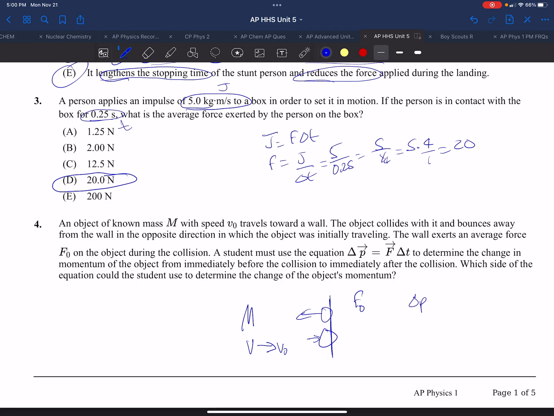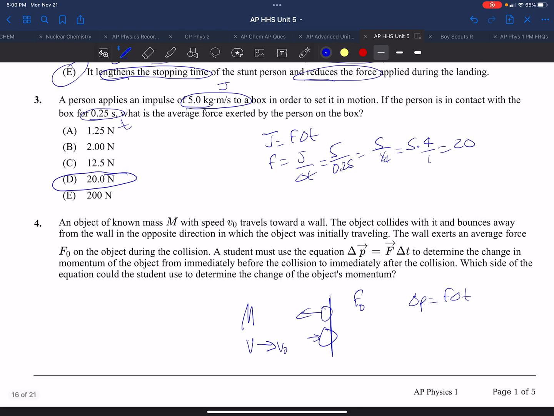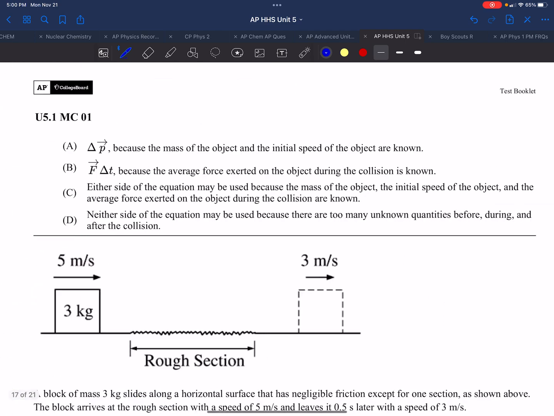Delta P equals F bar delta T to determine the change in momentum of the object immediately before the collision to immediately after the collision. Which side of the equation could they use to determine the object's change in momentum? So that's a curious question. Let's see what the choices are.